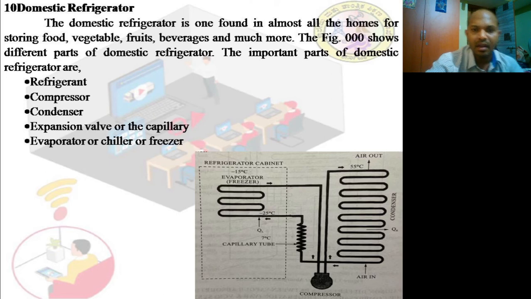Is it clear? So the evaporator freezer is at minus 15 degrees centigrade. It absorbs heat and then it comes back once again to the compressor. Then it will go to the air outside, which it is exposed to. It gives away heat at 55 degrees centigrade, and the air absorbs the heat. That is the reason why even if you put your hands behind the refrigerator, you always feel it is hot. Is it clear?